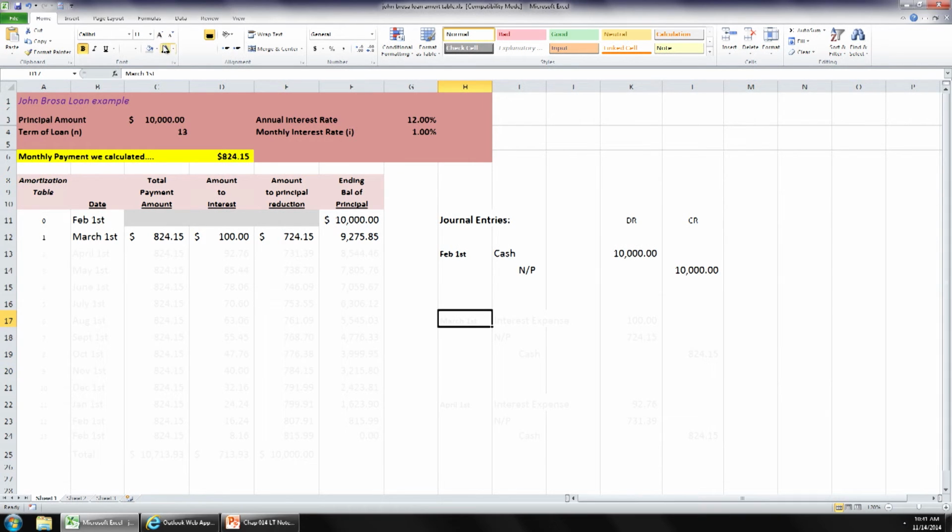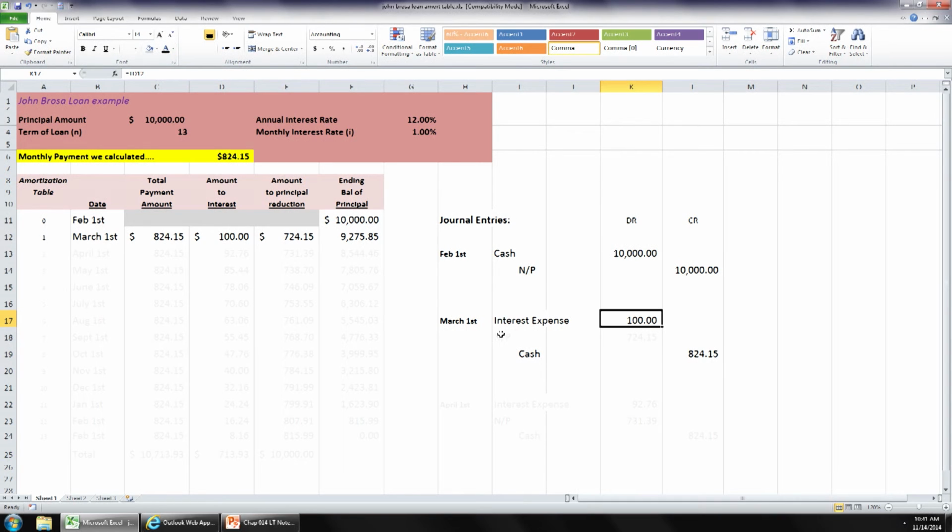Well, what if we make the journal entry for March 1st? Well, we paid out cash of $824.15. How much do we debit interest expense for? $100. And how much do we debit notes payable, or reduce notes payable by? $724.15. You need to have one of these amortization tables to make this journal entry. And a lot of times, the bank will give you an amortization table to help you with this. But I did this on Excel. It's pretty easy to do if you know Excel. Any questions on that March 1st rationale?